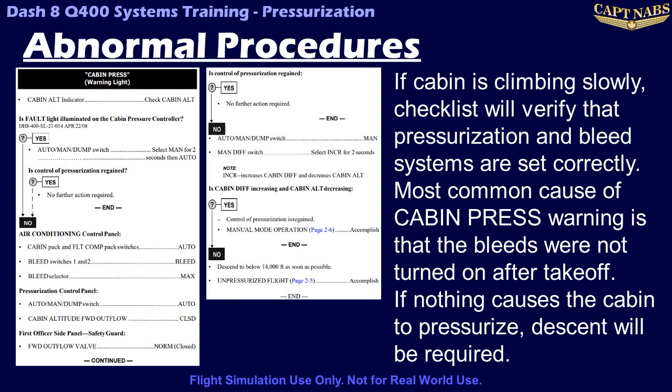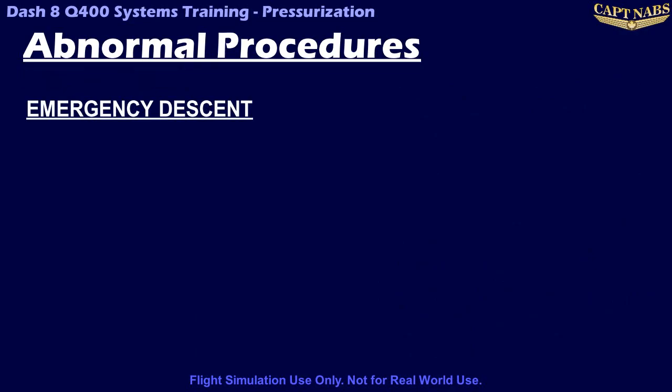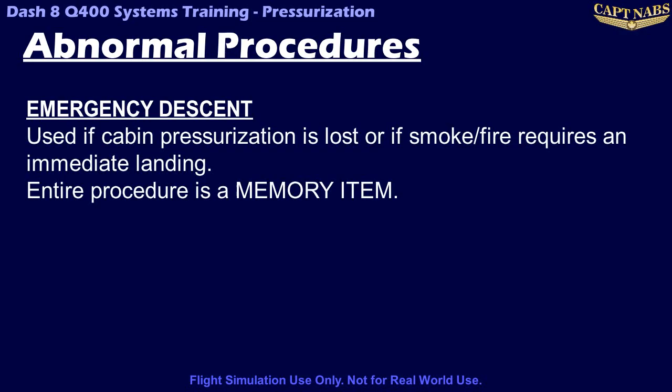An emergency descent is performed anytime the aircraft must be descended quickly. While it is often used for uncontrollable pressurization issues to return to a breathable environment, it could also be used should a fire require an emergency landing. Note that the entire procedure is a memory item. The flight crew must be able to perform this entire procedure quickly should it be required, and thus they must perform it from memory.